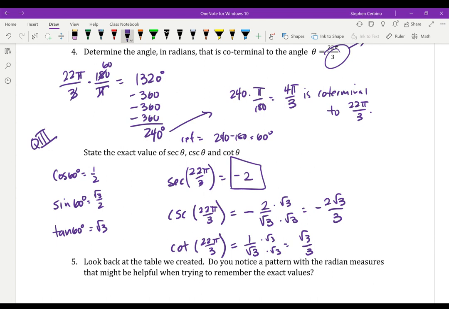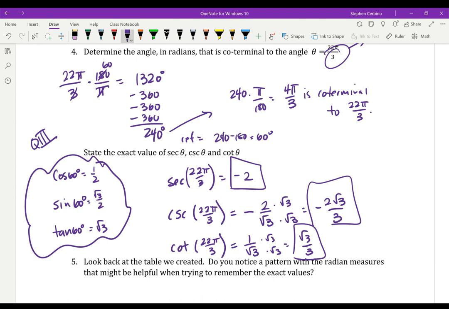So I can actually find these three answers just by knowing what quadrant I'm in, what the reference angle is, and what some of the exact values are of the basic functions. Right? So I'm applying those basic ones to these bigger angles.